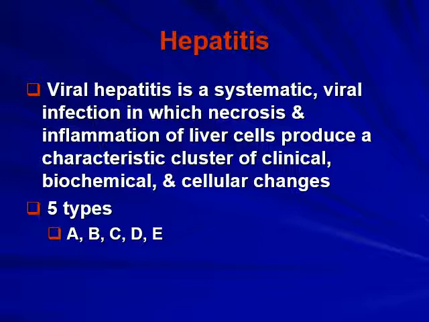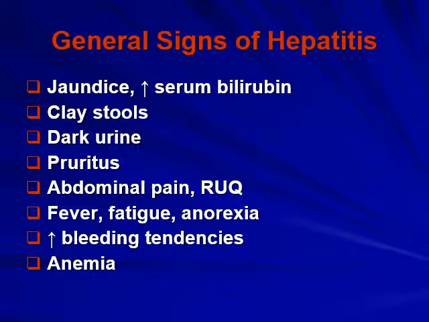The biggest thing that you want to know about the different types is how they're transmitted, fecal-oral, blood, and then what we can do to prevent. The general signs and symptoms of hepatitis, you should be able to look at this and, again, write down the pathophysiology for why you're seeing what you're seeing.